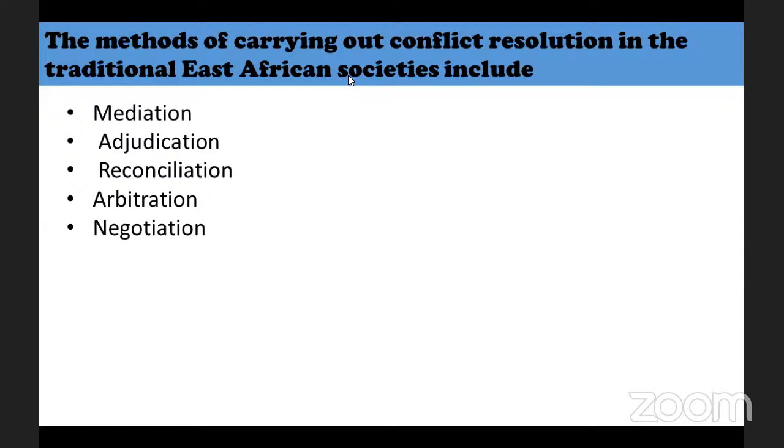So negotiation, when there is a conflict, it is one of the methods for carrying out conflict resolution in traditional East African society. So we have mediation, we have adjudication, we have reconciliation, arbitration, and then negotiation.